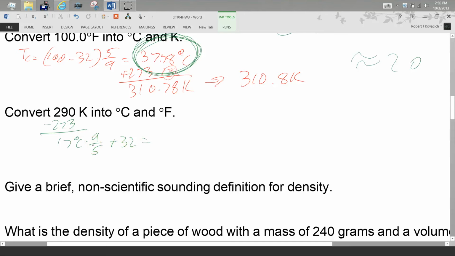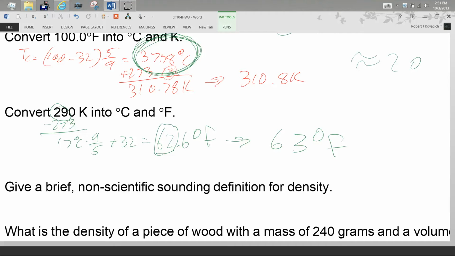So what's this guy work out to be? 17 times 9 divided by 5 plus 32. Got 62.6 degrees Fahrenheit. I've only got 2 sig figs, so then my answer is going to be 63 degrees Fahrenheit. I only have 2 because there's only 2 right there. So the 63 makes sense? Okay. All right, next one.